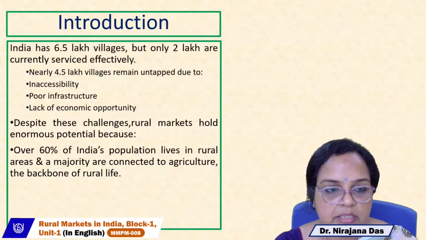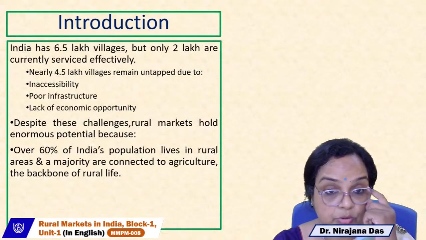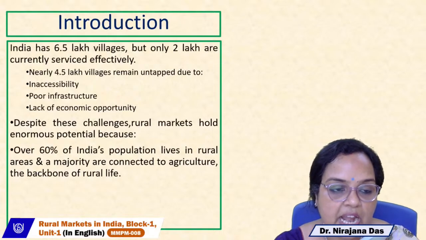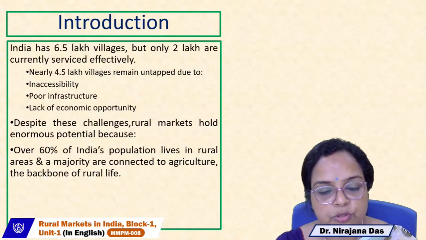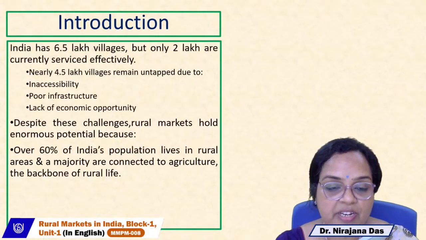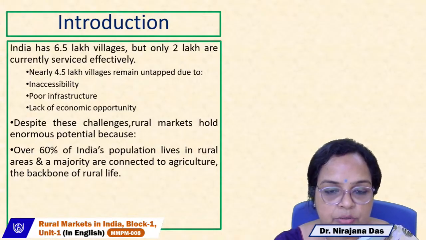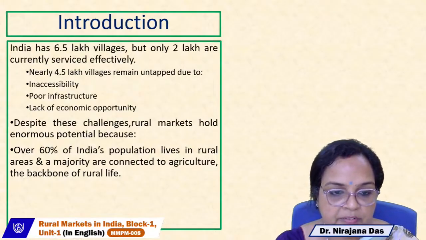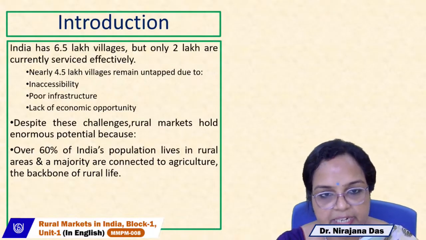There are many factors, but among them, major factors are inaccessibility due to poor infrastructure and lack of economic opportunities. Economic opportunity also includes jobs, agricultural income, and non-farming income. Despite these challenges, rural markets hold huge potential because 60% of India's population lives in rural areas and a majority are connected to agriculture income. And agriculture is the backbone of rural life. This is clear to everyone.